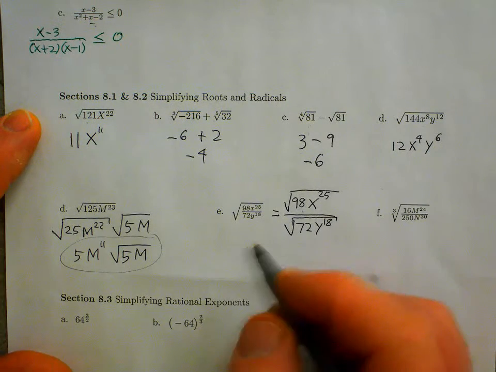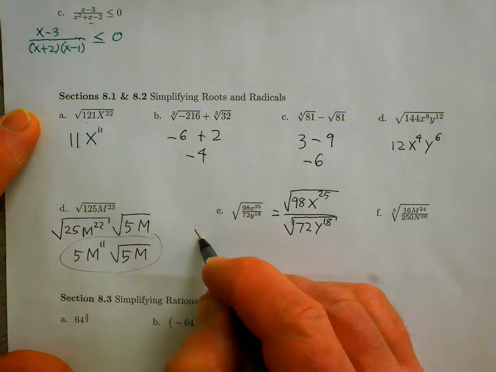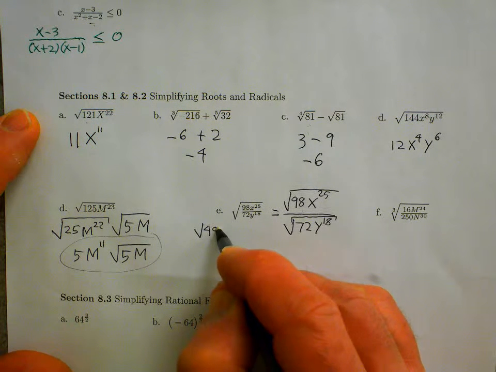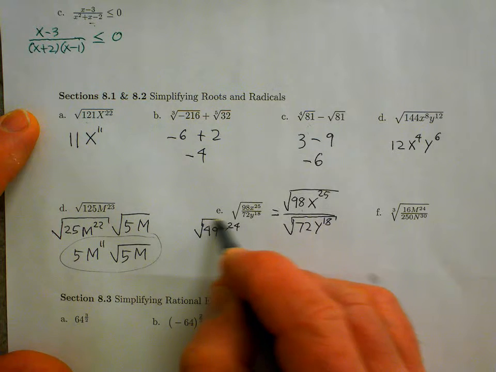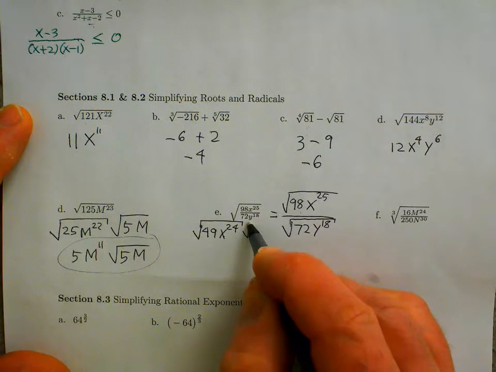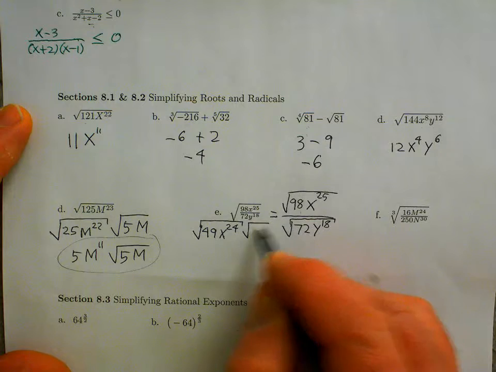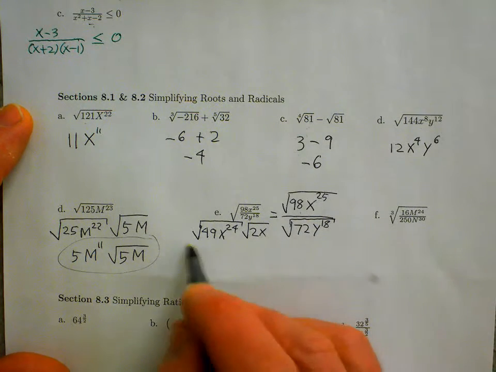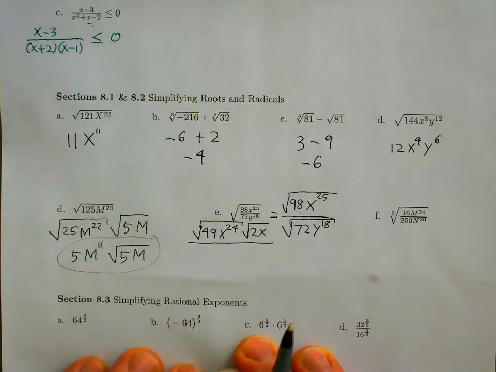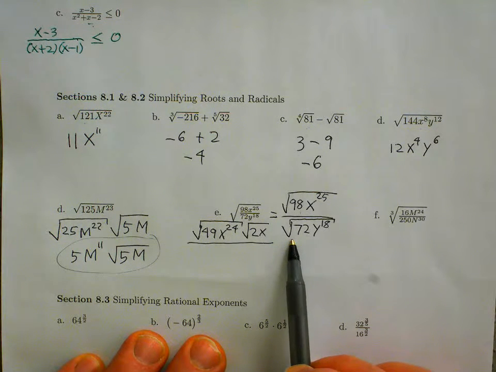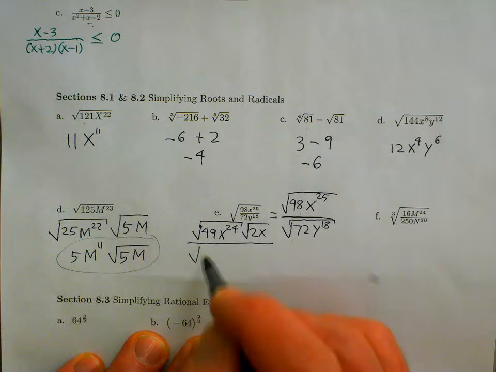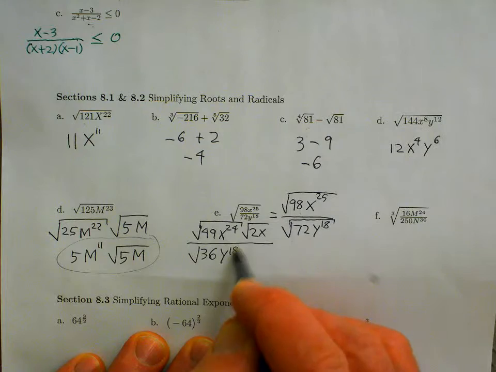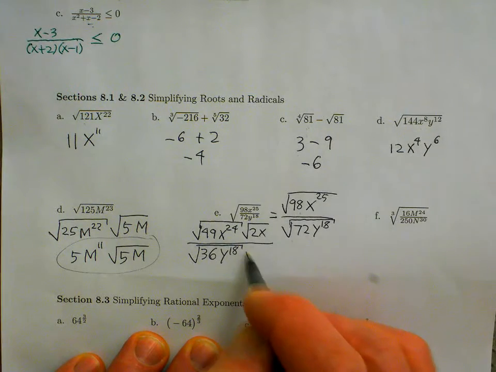So we can rewrite this as the square root of 49x to the 24th times the square root of 2x. And in the denominator, we replace the square root of 72y to the 18th with the square root of 36y to the 18th times the square root of 2.